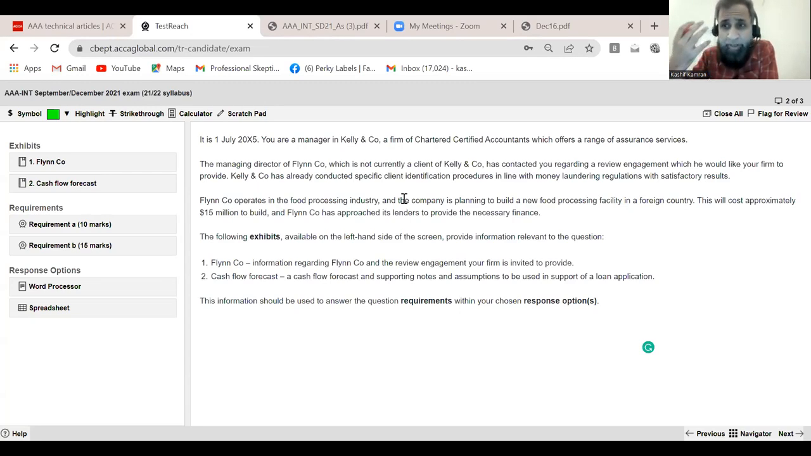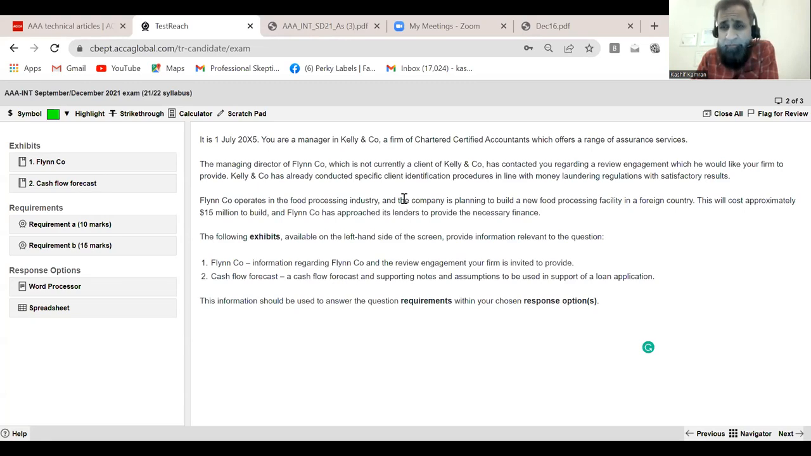It can be from a topic like money laundering. We have seen money laundering coming in section B a couple of times. It can be from a topic like ethical, professional, and quality control issues. A couple of times we have seen ethical, professional, and quality control issues coming in section B.